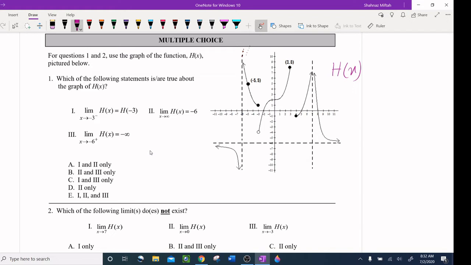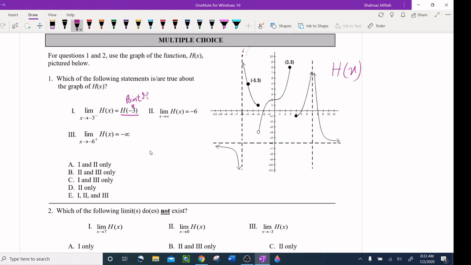Number 1: the limit as x approaches -3 from the left of h of x is equal to h of -3. And this h of -3 means this is my point, right? Which means it's a defined point. This is my x value and I don't know what my y value is going to be. So that y value and the limit as x approaches -3 from the left are supposed to be exactly the same.